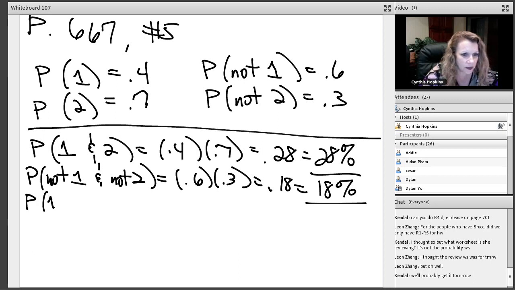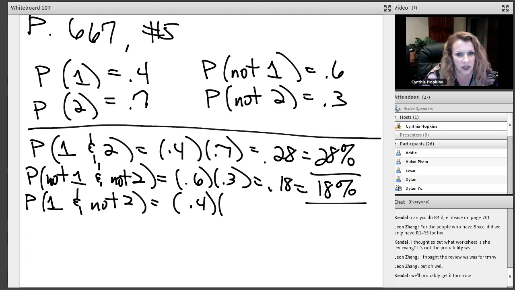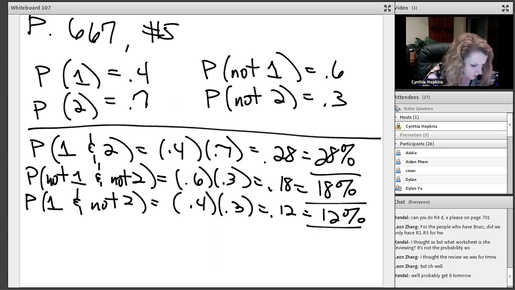C says the first but not the second. So the probability of 1 and not 2. Do you see how my notation just totally sets you up to do it correctly? So getting stopped at 1 is 0.4, but not getting stopped at 2 is 0.3. And so I get 0.12 or 12%.